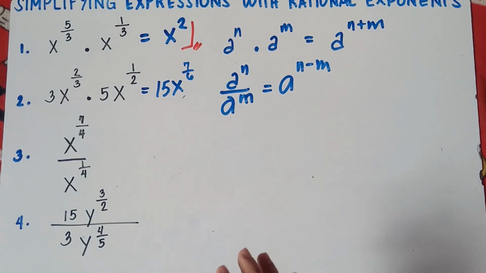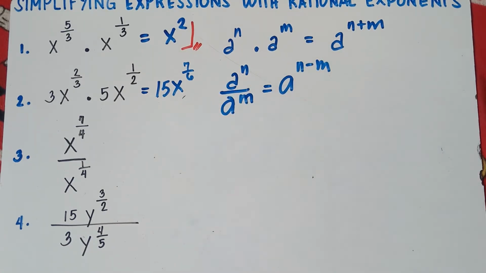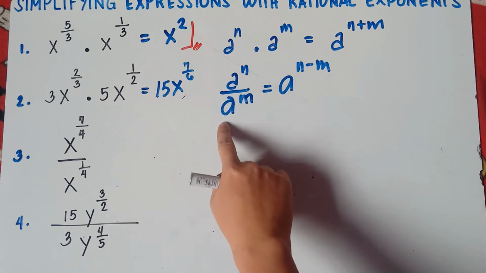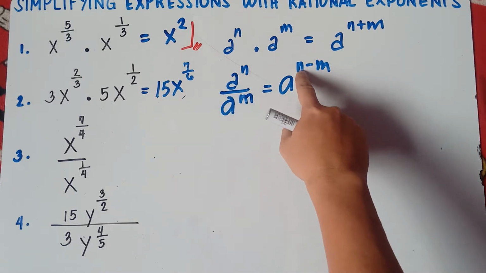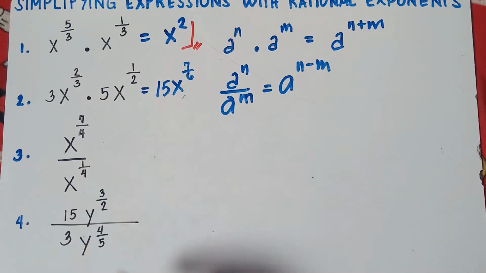So in the product rule, class, we add the exponent. In the quotient rule, we will be subtracting the exponents. So that would be a raised to the power of n minus m. Subtract the exponent, class. So we will be answering number 3.